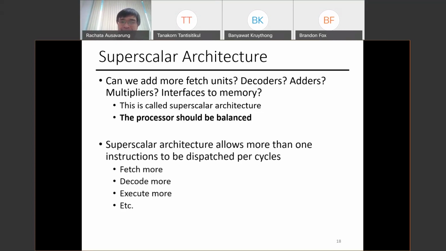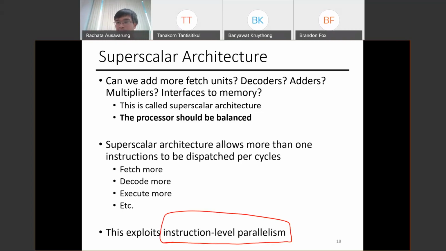So superscalar architecture allows more than one instruction to be dispatched per cycle. This is the concept behind a terminology you might sometimes see, instruction level parallelism. It means that I'm going to process more than one instruction per cycle. It exploits the fact that when you write a program, when you write assembly code, many of those lines are not dependent on each other. You can run two lines at the same time and you see the same result, because there's no dependency.